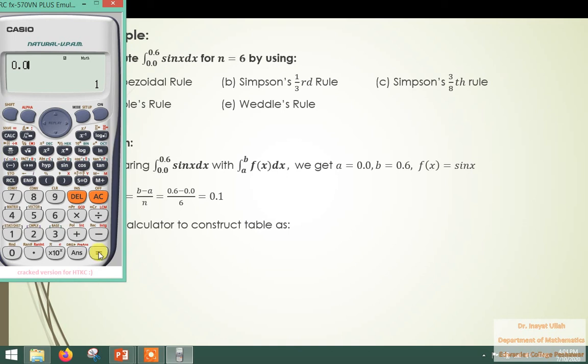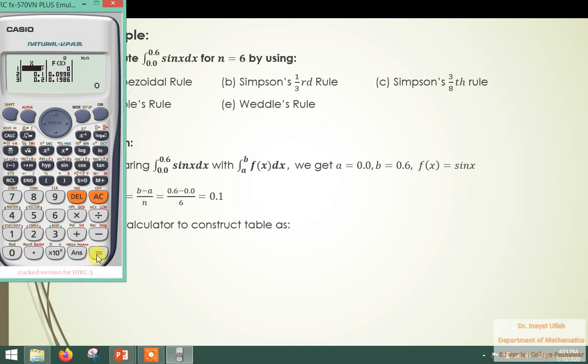and press the equal button. It will ask you what is the ending value. So the ending value is b, which is 0.6, this upper limit. So tell the calculator that our ending value is 0.6 and then press the equal button. It will ask you about the step size. We have calculated the step size, I mean the value of h, which is 0.1. So tell the calculator that the step size is 0.1 and then press the equal button.